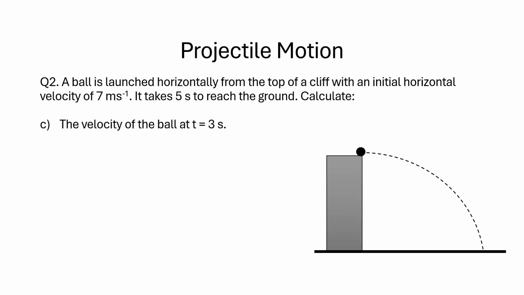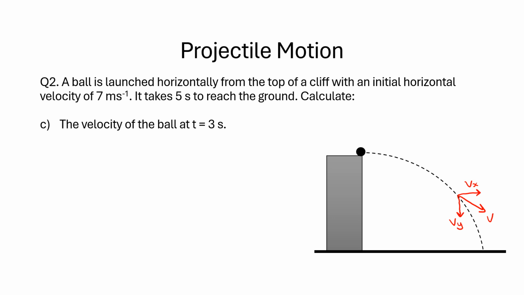Question C. Calculate the velocity of the ball at t equals 3 seconds. So we know it took 5 seconds to reach the ground. So what is the velocity of the ball at 3 seconds? So what is the value of this velocity? V. And to find the value of V, we need to find the x component of this velocity, which is Vx, and then find the y component of this velocity, which is Vy. And as we can see here, Vx is to the right and Vy is downwards.